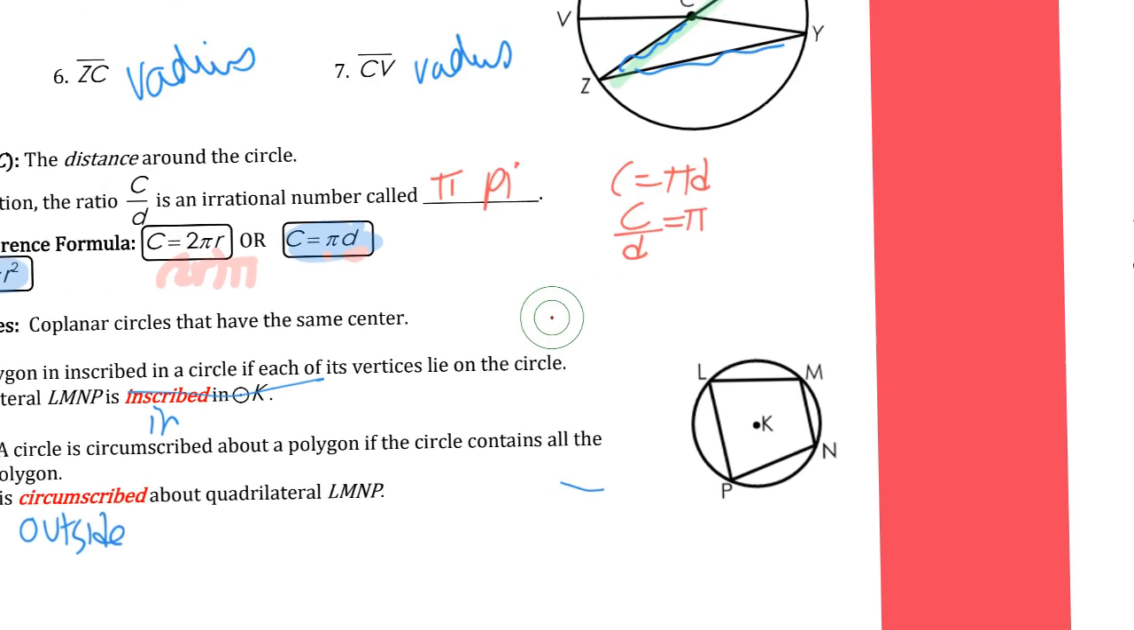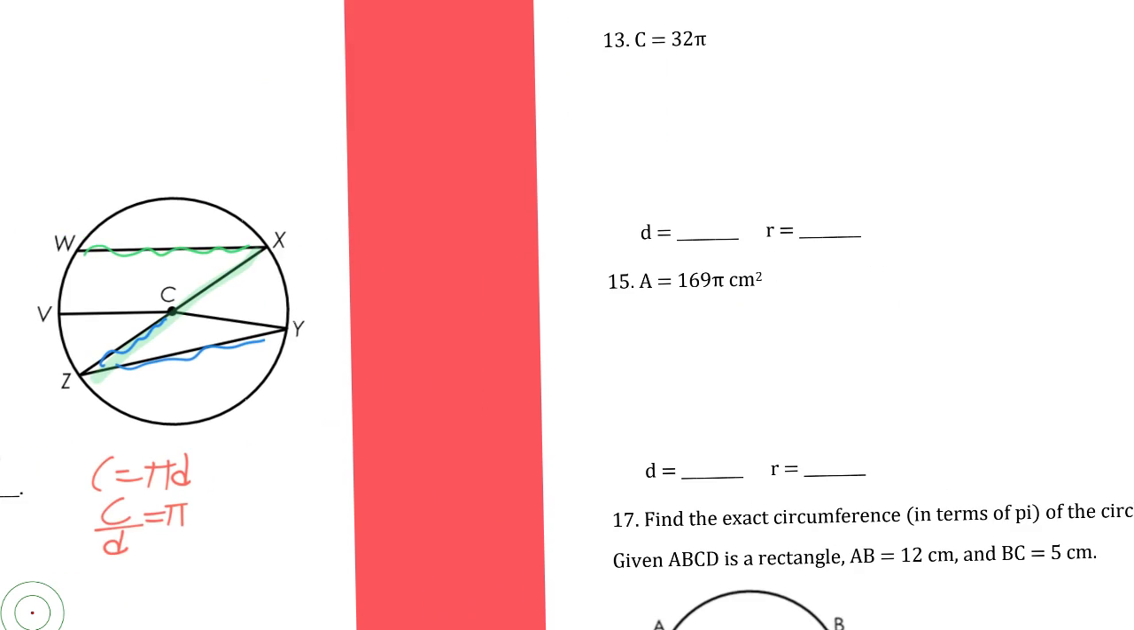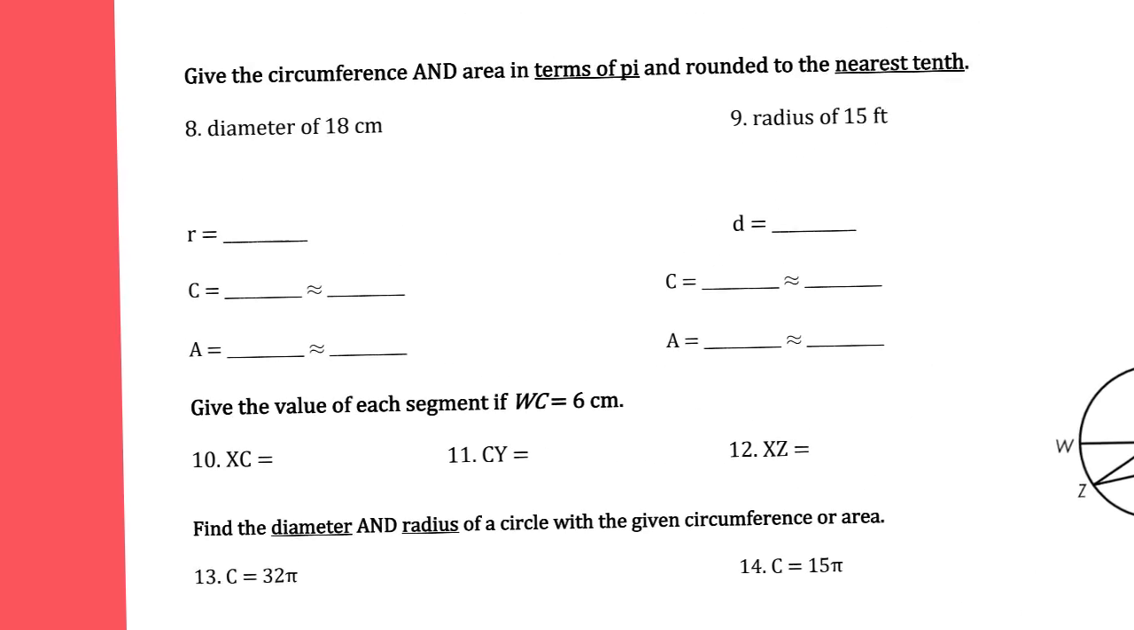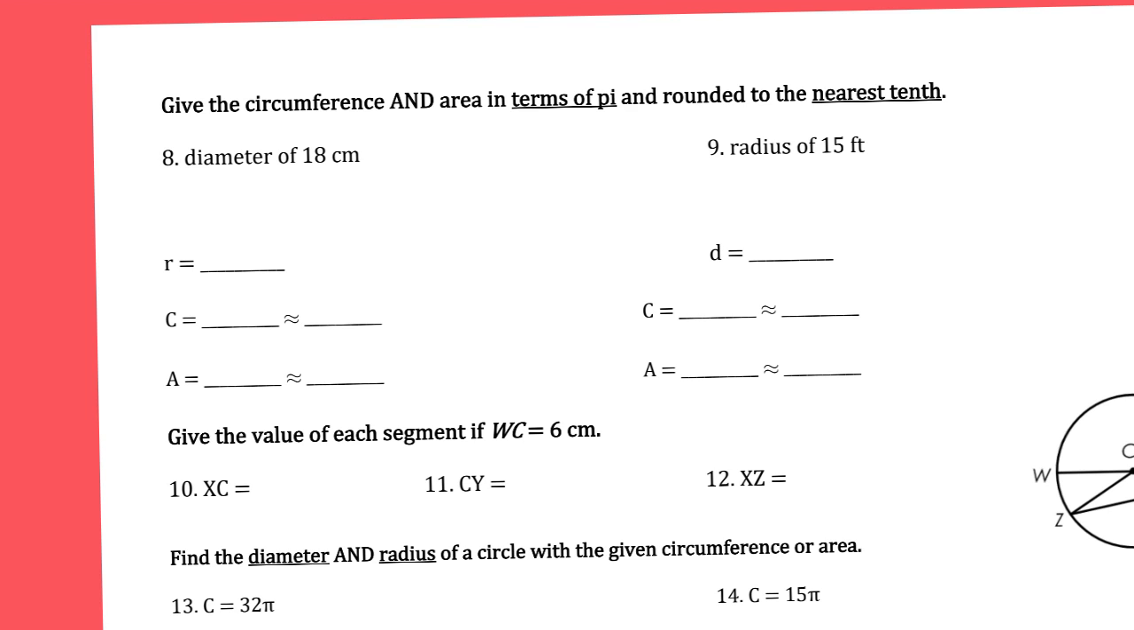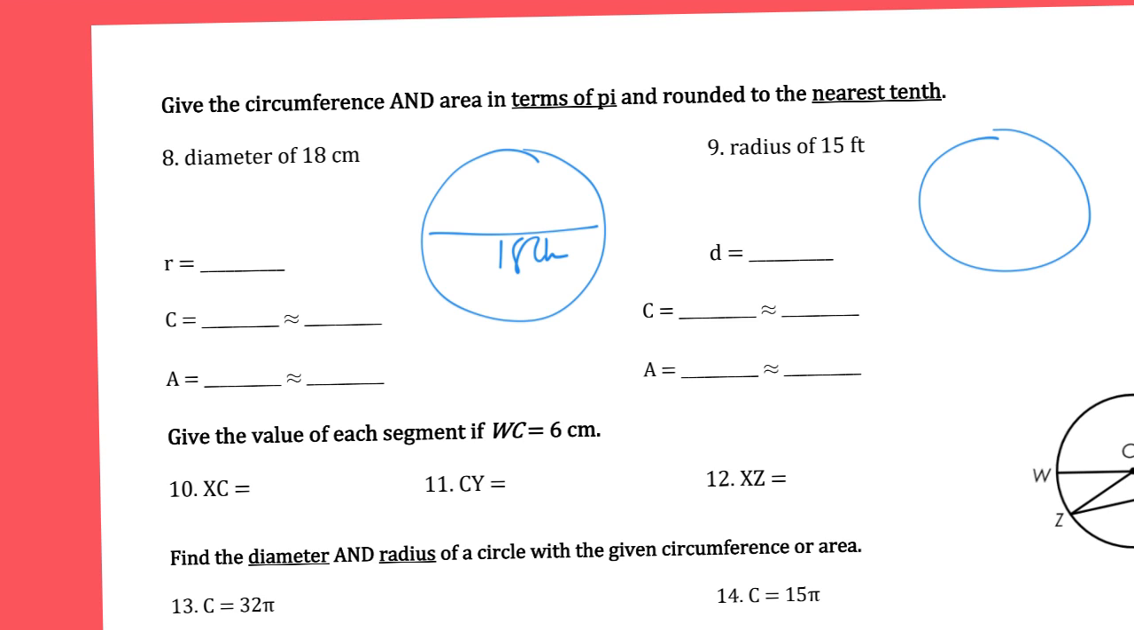The last page, the back side, talks about using these formulas to find different measurements. So if you've got a circle with a radius or diameter of 18 centimeters, and a circle with radius 15 feet, the question is, how can you answer the rest of these questions? Well, let's think about this.